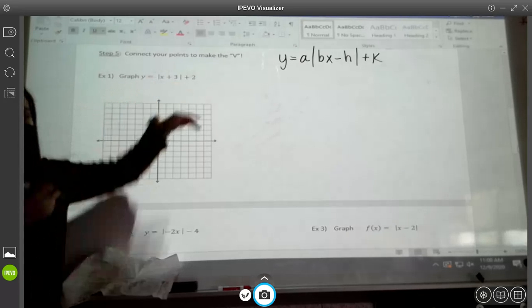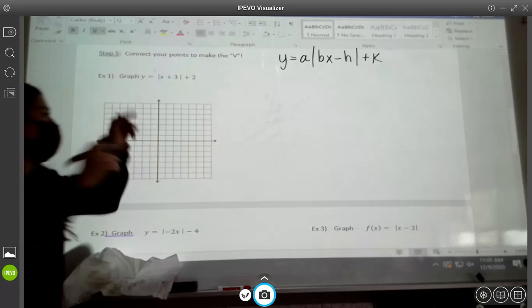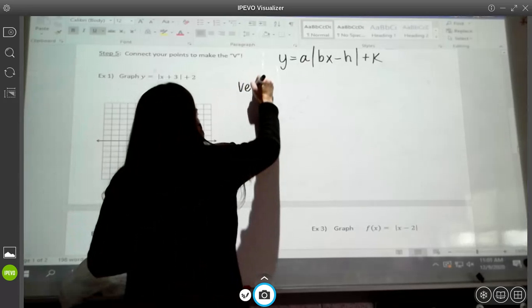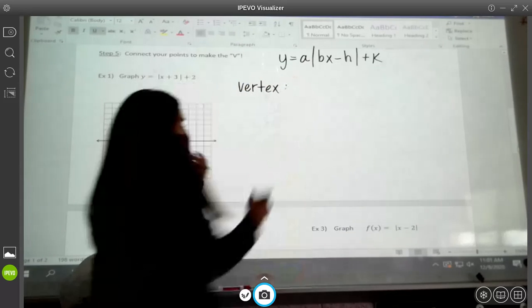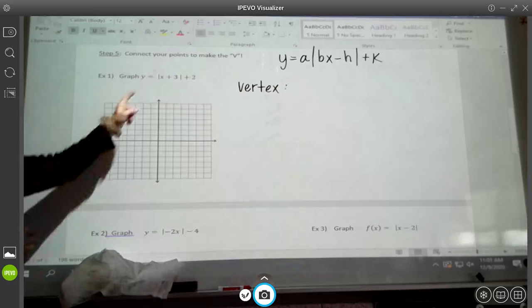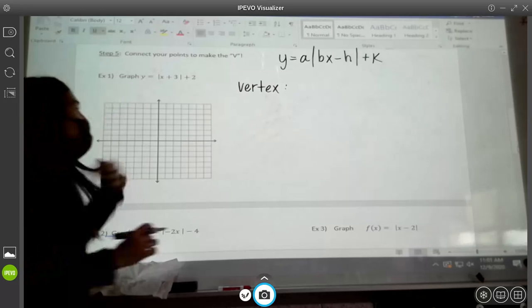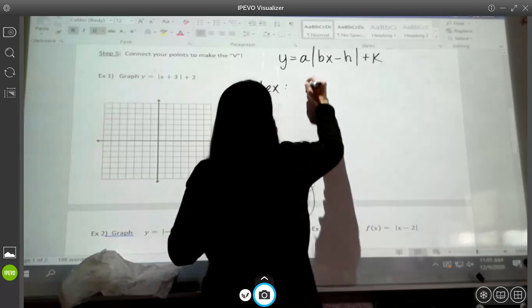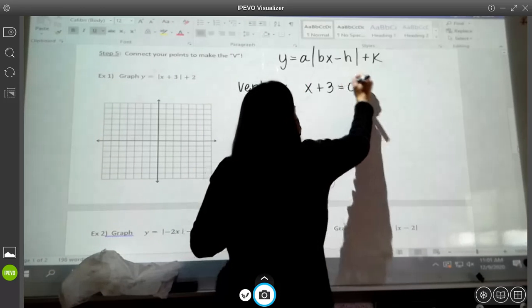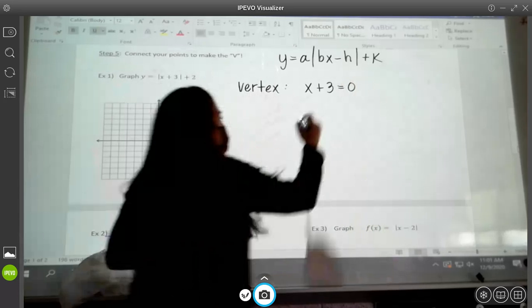To get your vertex, take whatever's inside the bars and set it equal to 0 and solve. So in this case, we're going to take x plus 3, set it equal to 0 and solve. Nice and easy, minus 3. The x coordinate of our vertex is negative 3, okay?